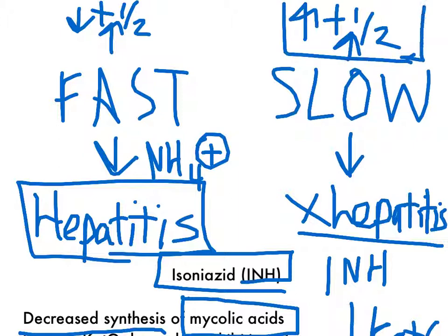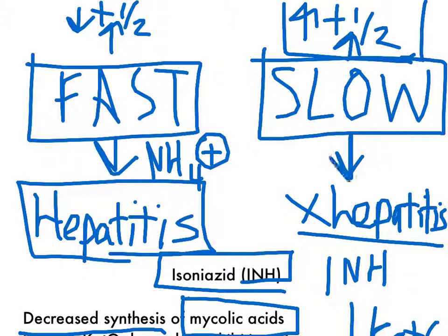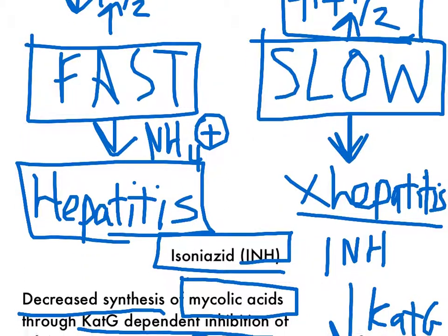So just keep in mind, if you're a fast acetylator, you have a shorter half-life, but you do have increased risk of hepatitis, and if you're a slow acetylator, then you have a lower risk of hepatitis, but you do have a higher half-life, so higher chance for other toxic effects of INH to hurt you. And that is it for INH.